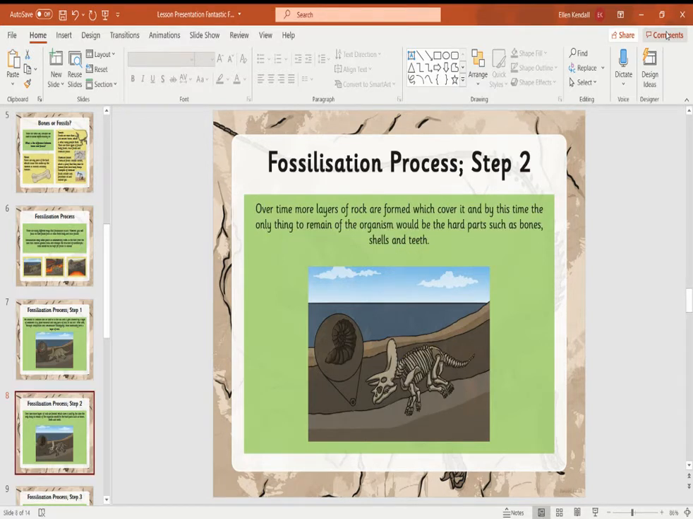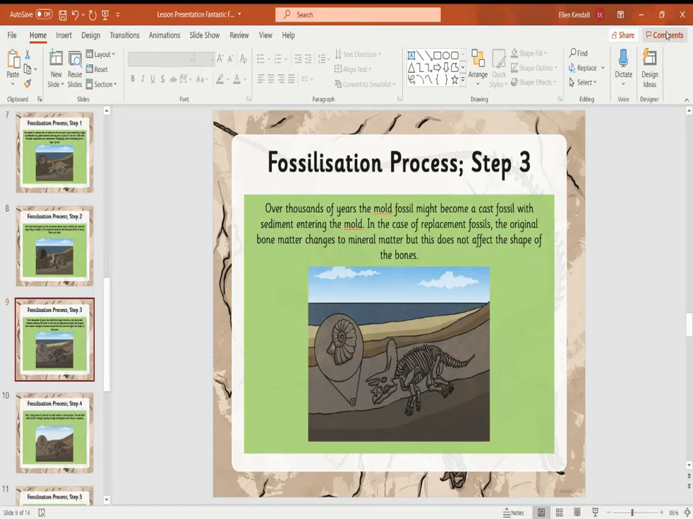Okay, step two. Over time, more layers of rock are formed which cover it. And by this time, the only thing to remain of the animal, the organism, would be the hard parts of it, such as the bones, its shell, or teeth. Okay, so over the years, when rocks come on top of it, all that's left is the hard bits, the bones.